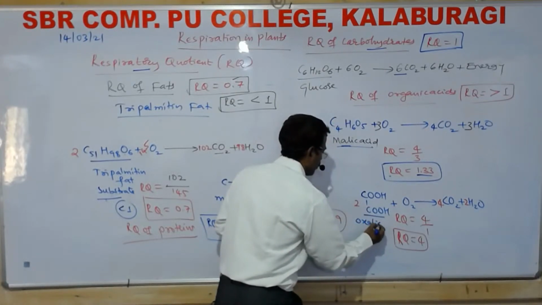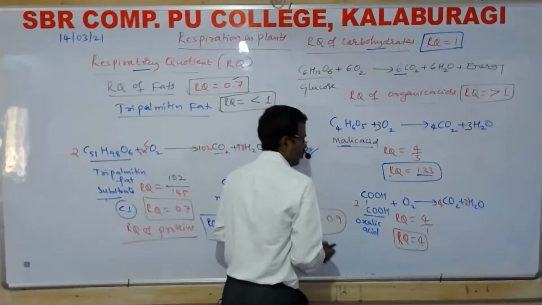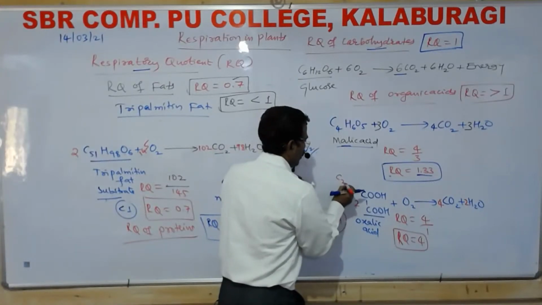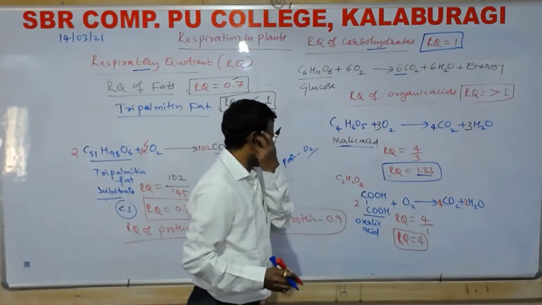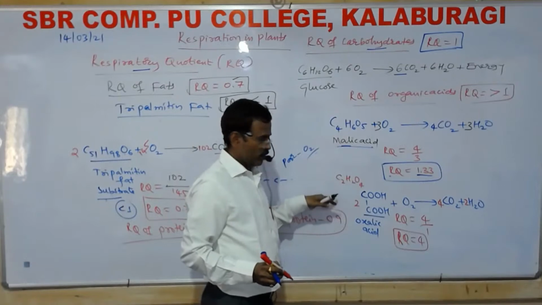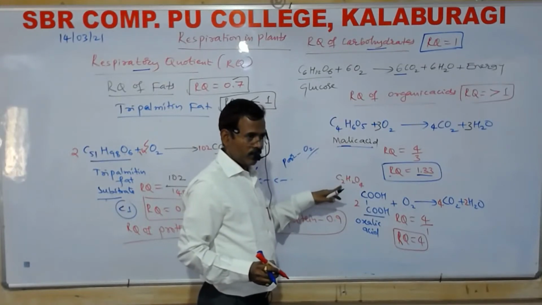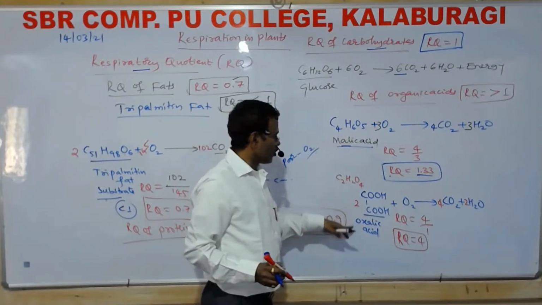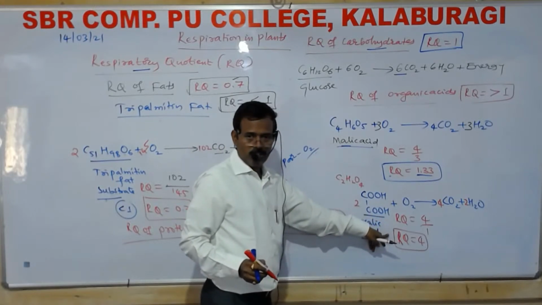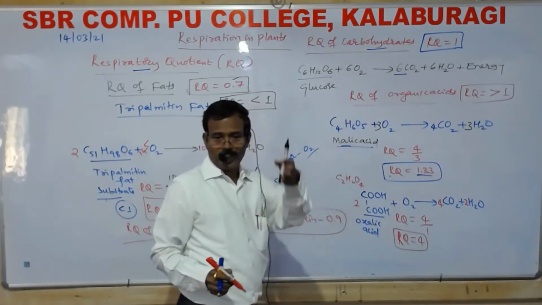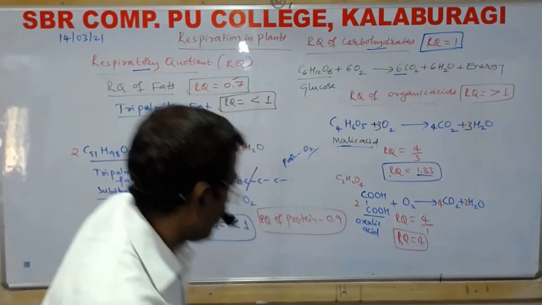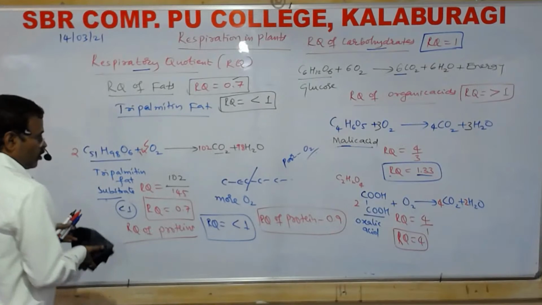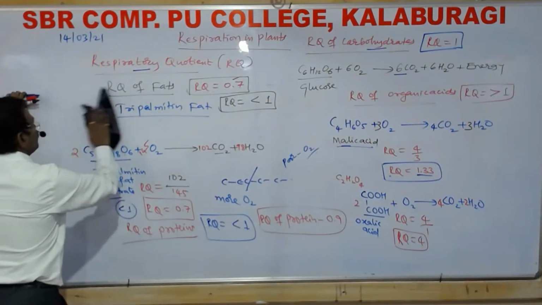So this is oxalic acid. You can write it like this also, C2H2O4. This is oxalic acid. Okay, so the RQ value of oxalic acid is 4. More than 1 at all. So it is 4. Malic acid 1.33. Oxalic acid is 4. Remember.